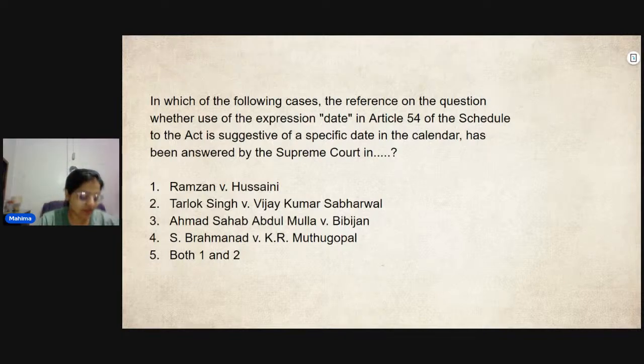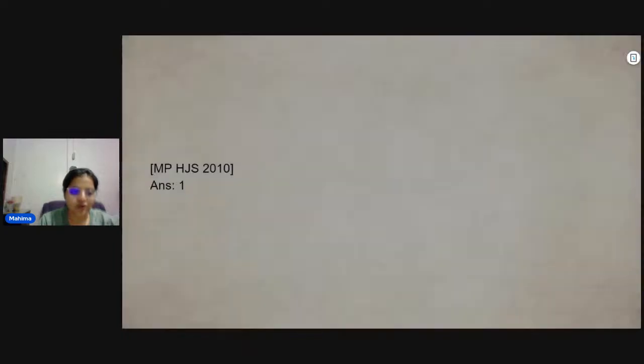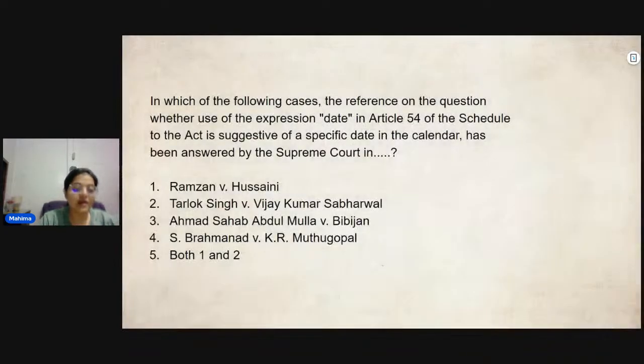Everyone pass. Might be two. Pritika is saying might be two. Okay, the correct answer is option number one, and it was a question in MP Higher Judicial Service, Ramzan versus Hussaini, and Article 54 is about, I think, the specific performance of a contract. For enforcing specific performance of a contract, it is 3 years.